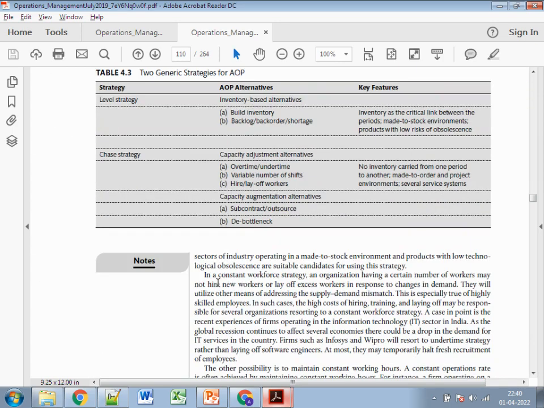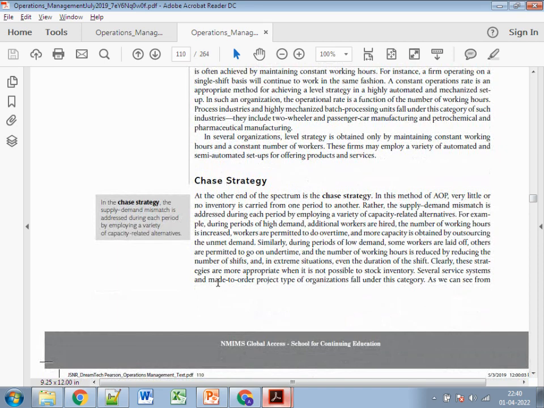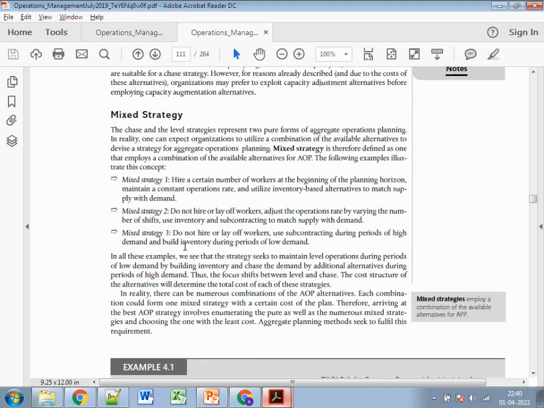The second strategy is the chase strategy, where you just change your model as per the need. If the need is high, then you put in more labor, and if you are going into loss, you remove the labor. This is the second one. The third one is the mixed, where you are adopting both the models, the level and the chase. In the level part, we keep some permanent employees and some on an ad hoc basis.